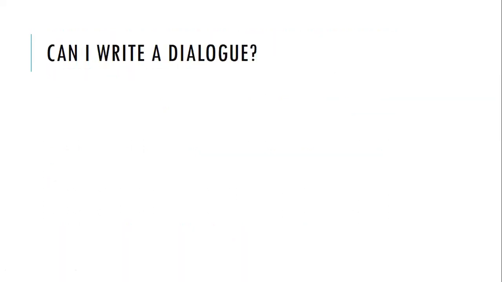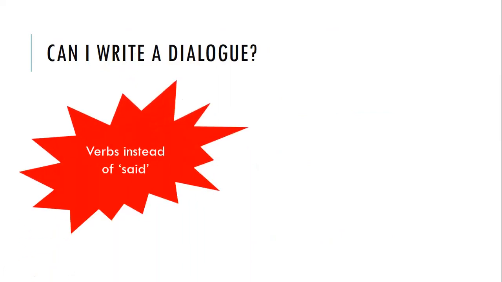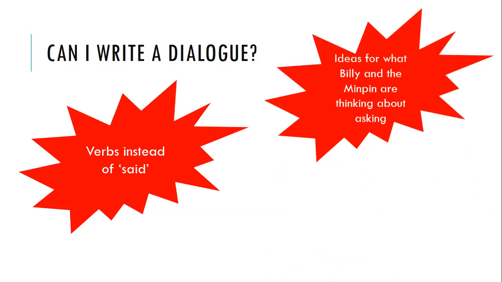Okay, so today we're looking at Can I Write a Dialogue? And you've got most of the things you need in order to do that today. If you look back in your books, they should be there. So you should have a list of verbs you've got instead of said. So you should have some good verbs that you can use for Billy or the minpin in your dialogue. You should also have some ideas for what Billy and the minpin are thinking about asking, so some questions they have for each other. You may have also thought of some responses to those questions.